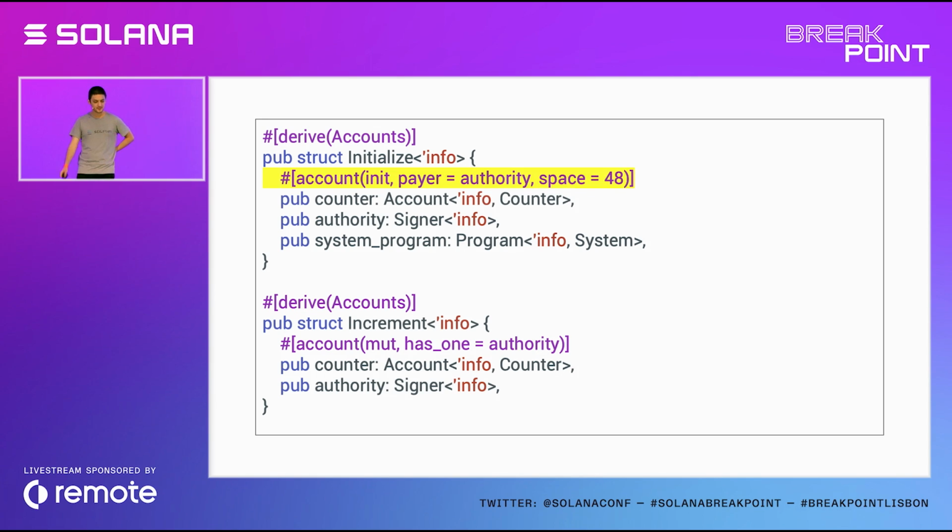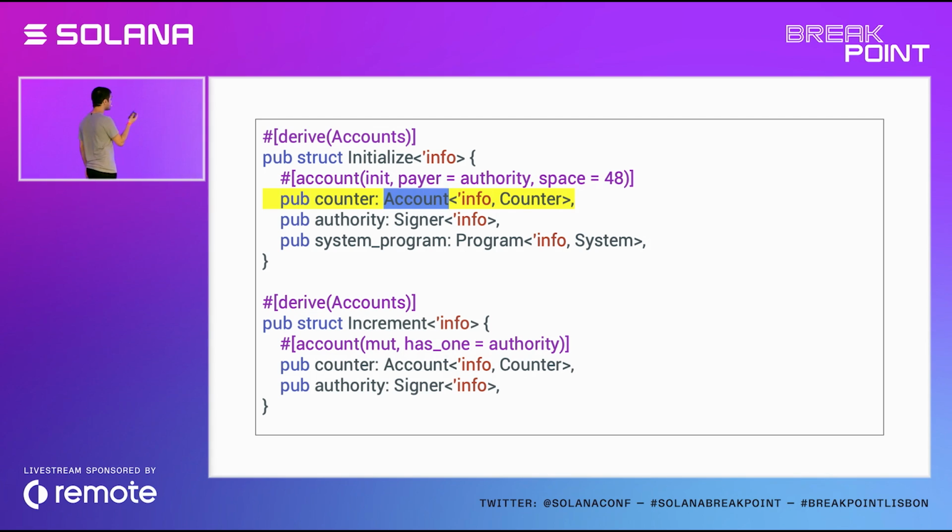So what you have here is this constraint or this macro that will allocate an account, pay for the rent exemption SOL, and allocate 48 bytes. And it'll do this all on construction of this struct. And we're going to do it for the field that it is decorating. So here we have the counter.